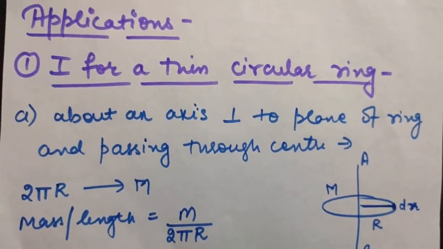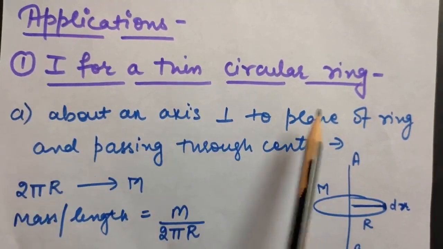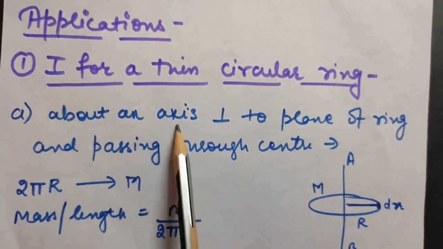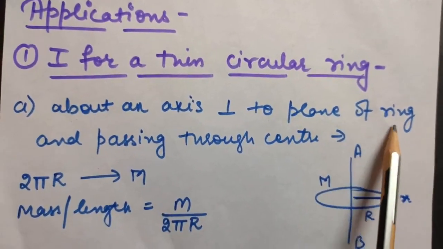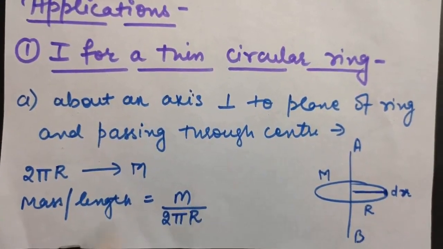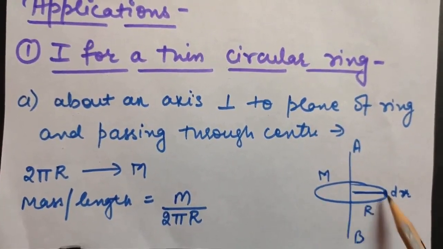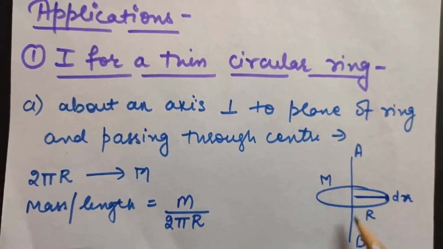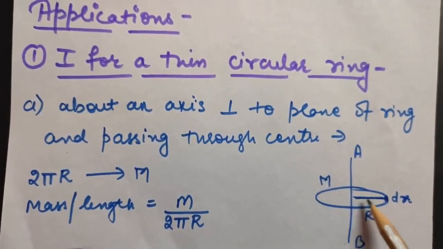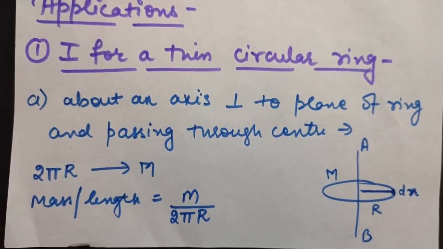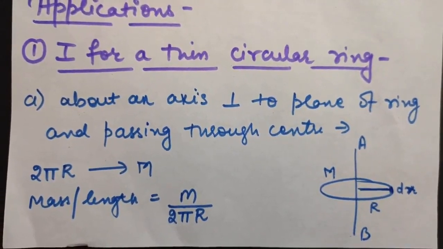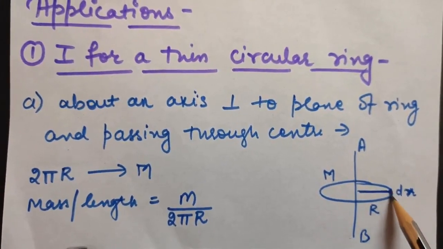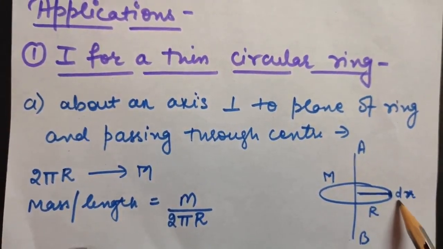Okay, so in this we will be having many parts. For the ring, the first part A is, we want to calculate moment of inertia about an axis perpendicular to the plane of the ring and passing through the center. Okay, so suppose this is a ring. AB axis is perpendicular to the plane of the ring and it is passing through its center, and the radius of this ring is R. Now as I told you the 3 steps, first step is to choose a small element. So I have just chosen a small element here called dx.